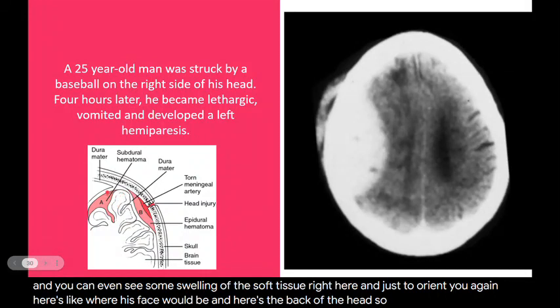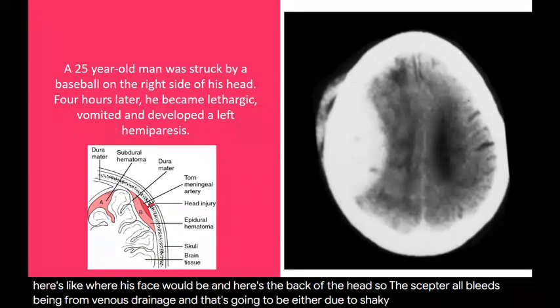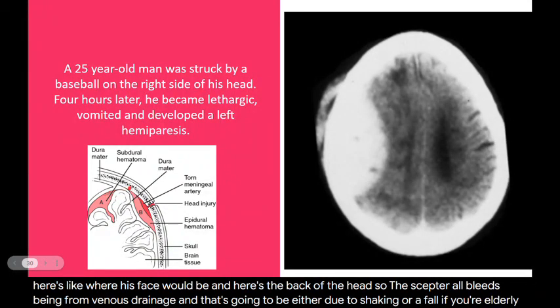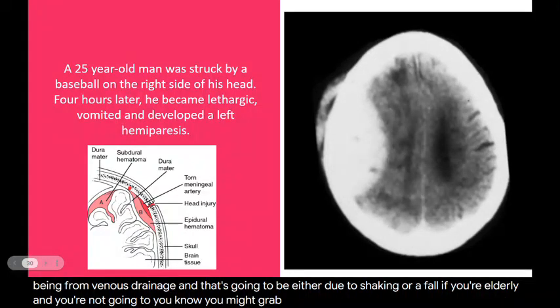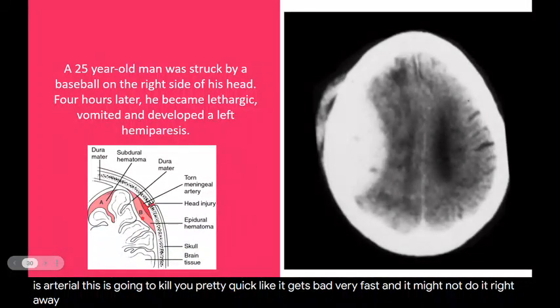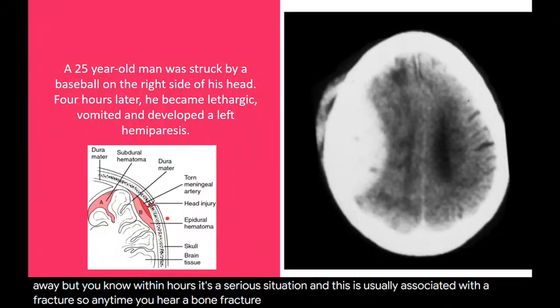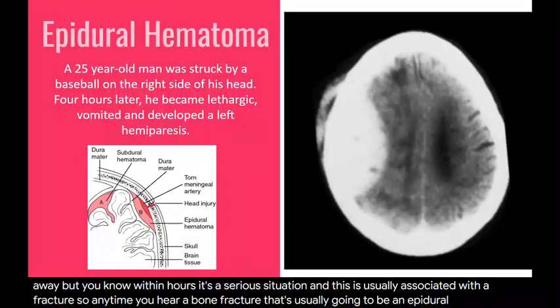We talked about the subdural bleeds being from venous drainage, and that's going to be either due to shaking or a fall if you're elderly. You might gradually develop symptoms. An epidural, because it is arterial, this is going to kill you pretty quick. It gets bad very fast. It might not do it right away, but within hours, it's a serious situation. And this is usually associated with a fracture. So anytime you hear a bone fracture, that's usually going to be an epidural hematoma.